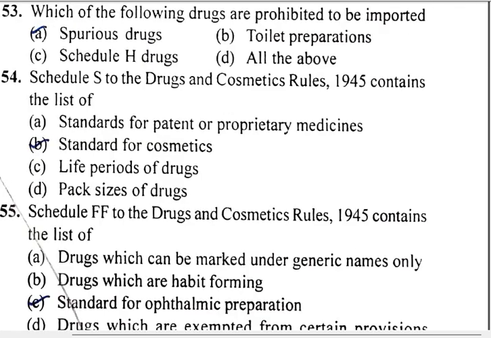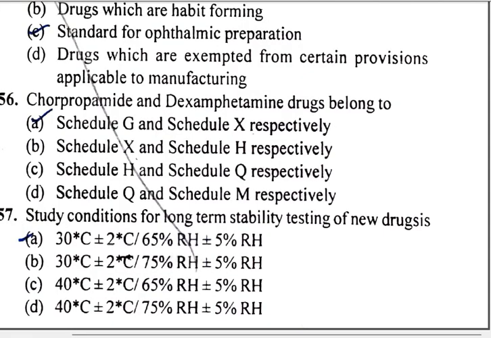Which of the following drugs are prohibited to be imported? That is spurious drugs. Schedule S to the Drugs and Cosmetic Rules 1945 contains the list of standards for cosmetics. Schedule F to the Drugs and Cosmetic Rules 1945 contains the list of standard for ophthalmic preparations. Chlorpropamide and dexamphetamine drug belongs to Schedule G and Schedule X drugs respectively.